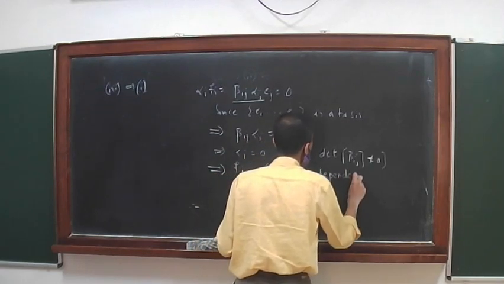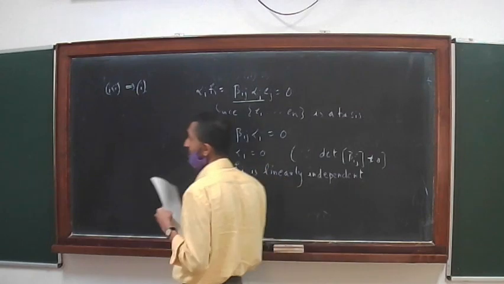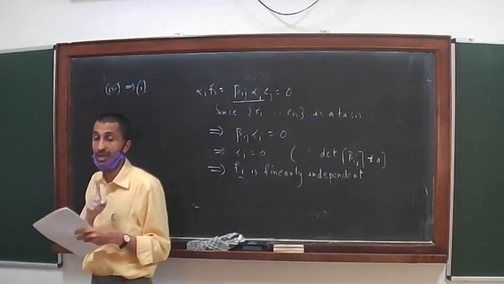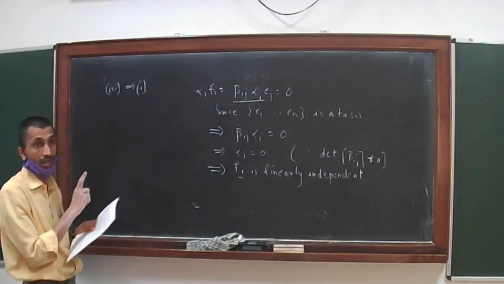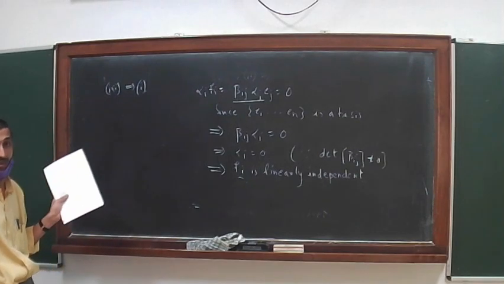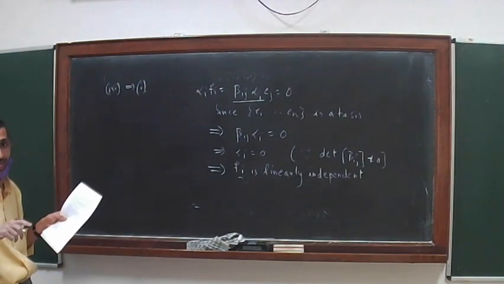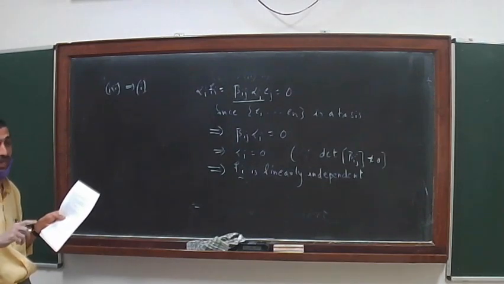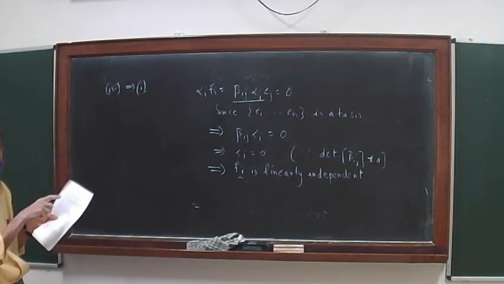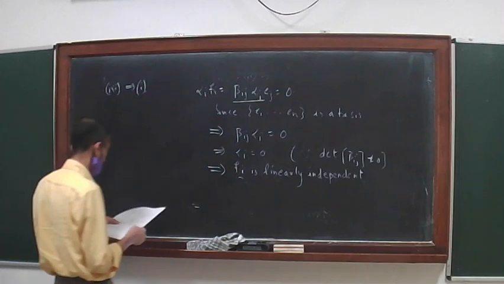But that itself is not enough. For a basis, just one statement is not enough. Just the fact that they are linearly independent is not enough. We also have to show that every element of V can be expressed in terms of the f_i's. So that is still remaining. So let us try to show that now.